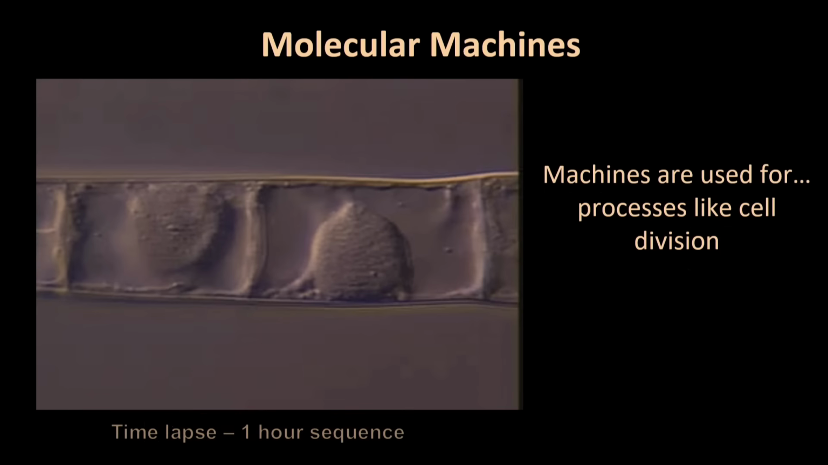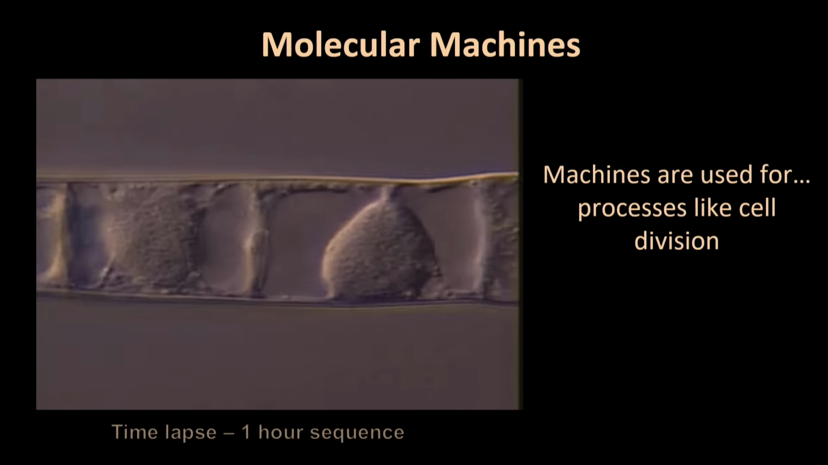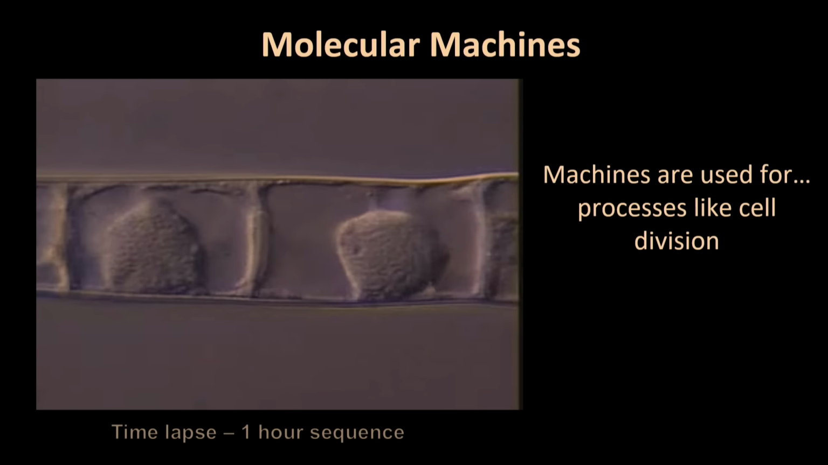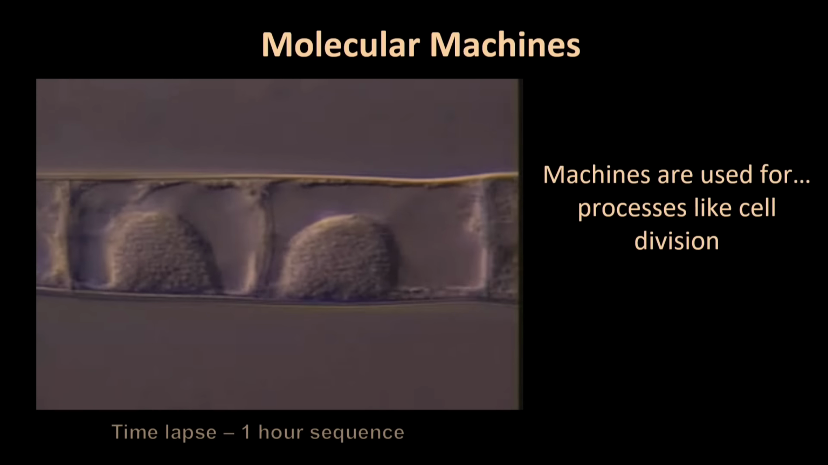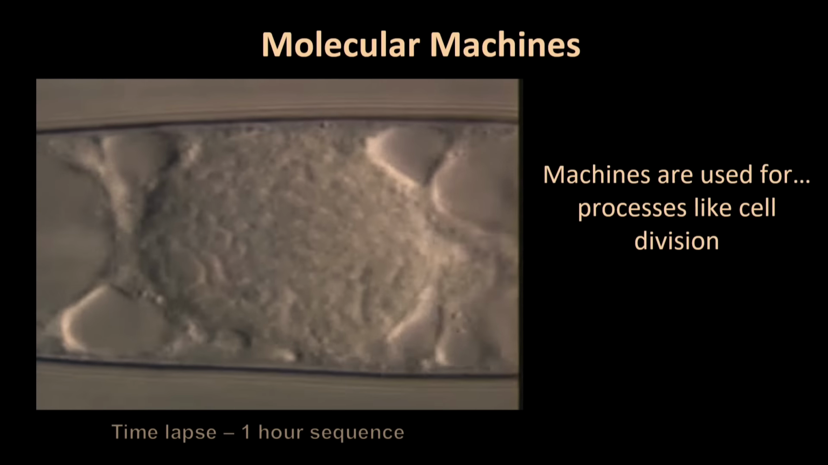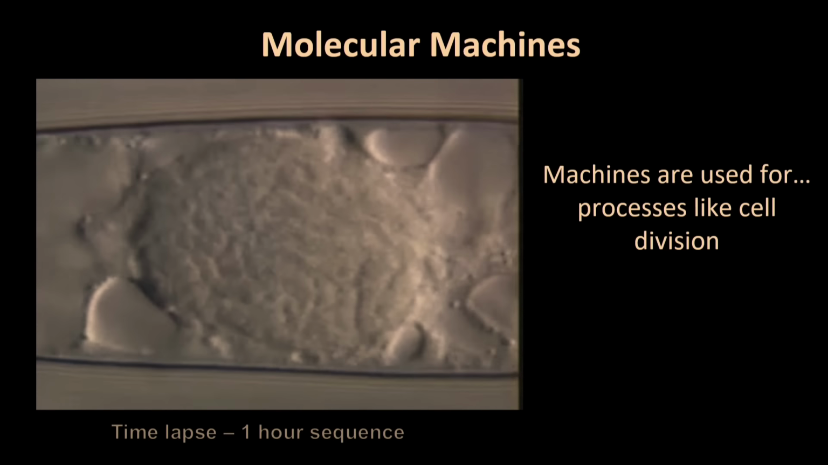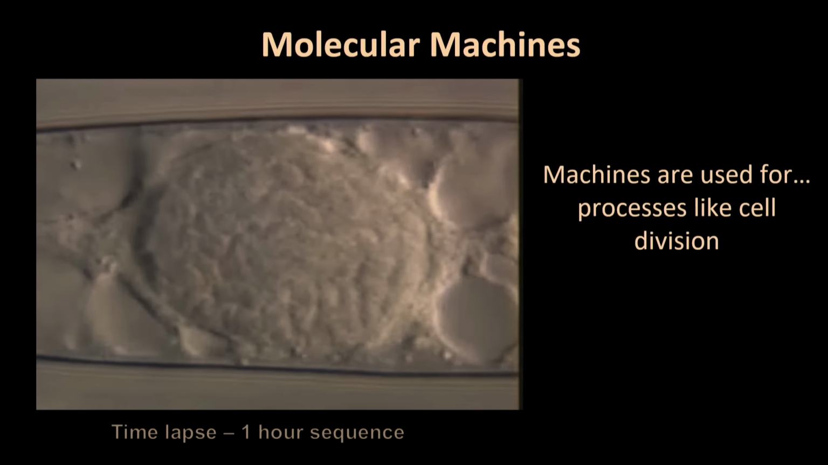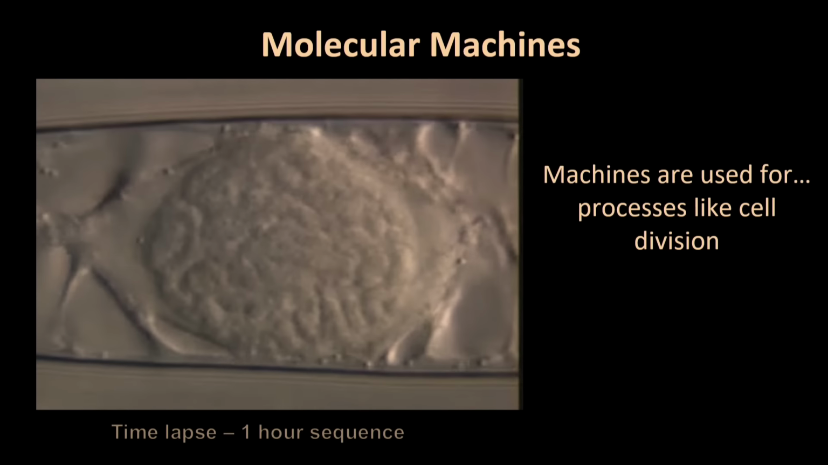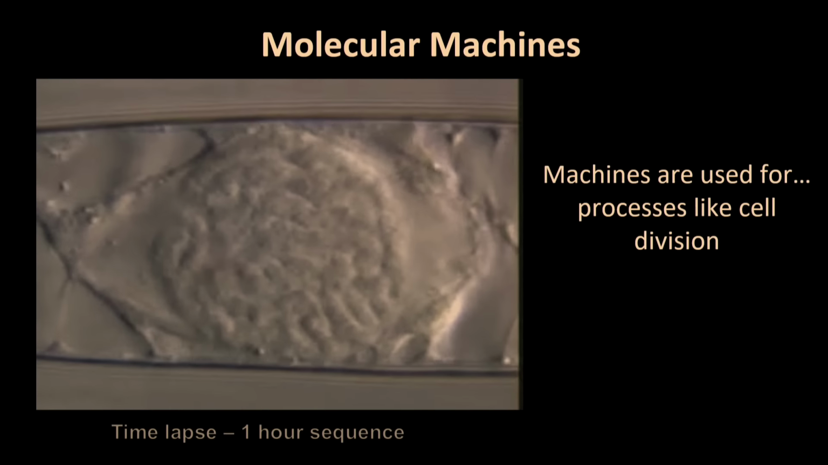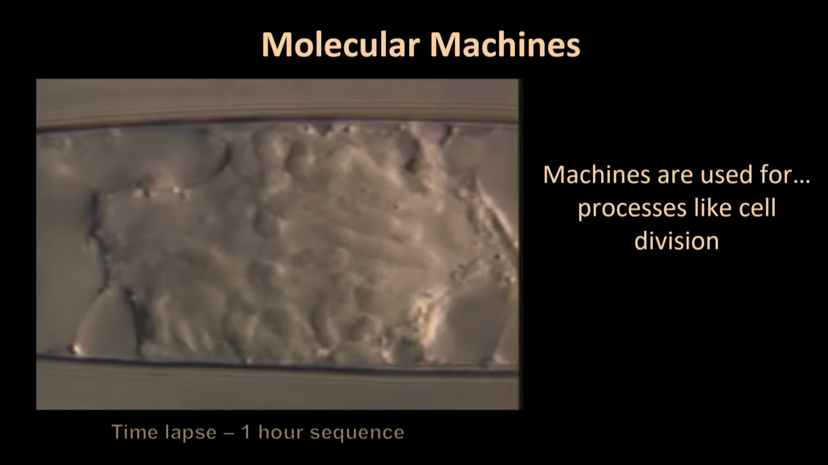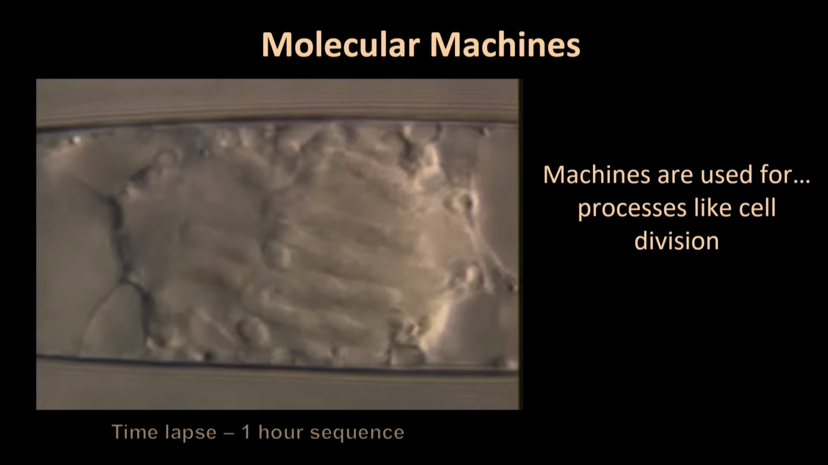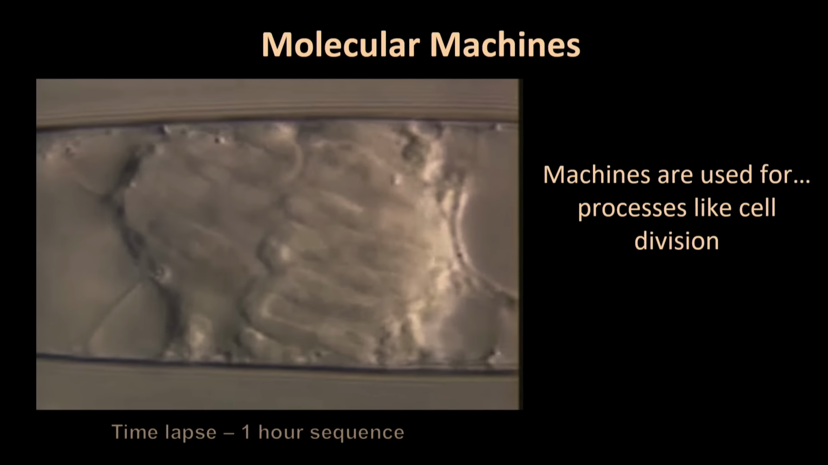We also have machines that are responsible for processes like cell division. This is sped up, but these are cells preparing to divide the DNA that's in the nucleus. And every little twitchy thing you see going on, those are all molecular machines preparing this cell for division. It first has to get rid of the nuclear membrane, and it has to organize all the chromosomes that are there into these tight structures. Once it gets them all organized, it lines them up all along the axis of the cell.